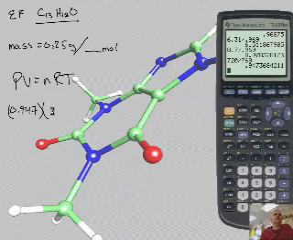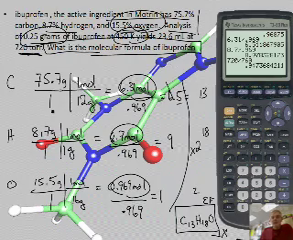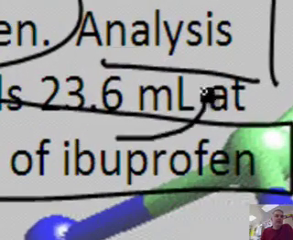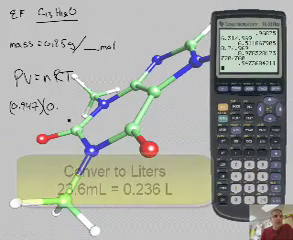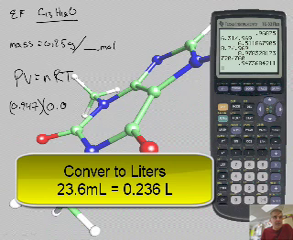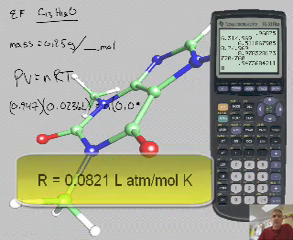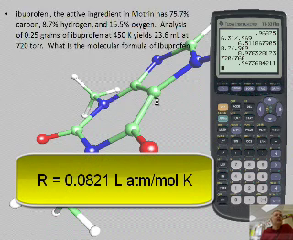times my volume. Now let's look back at the question. The volume was 23.6 milliliters. Now, hopefully you're getting to realize you divide by 1,000 to go from milliliters to liters. So that's 0.0236 liters is equal to n times R. Remember, R is our constant, 0.0821, times my temperature. I think it was 25 Celsius.